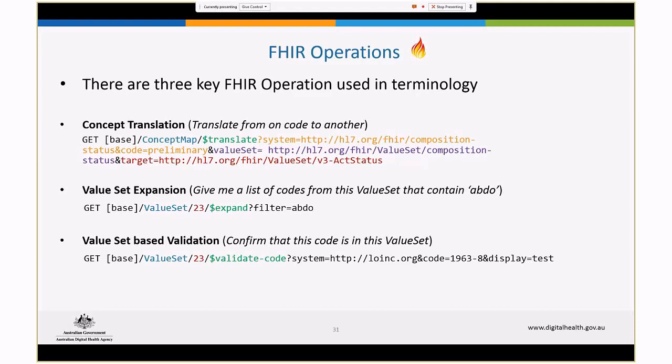And the FHIR server is going to go and find the concept map that does that translation and return it to you. You can also do this where you specify the actual concept map I want to use, where if you don't specify it, it's just going to find the concept map that does this translation for you.